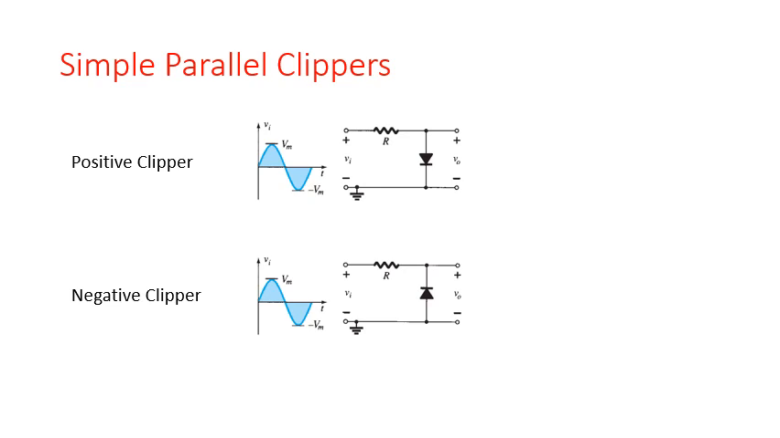Now coming to simple parallel clippers. So if I place my circuit like this, it is a positive clipper. What happens at the output is you get an output like this.